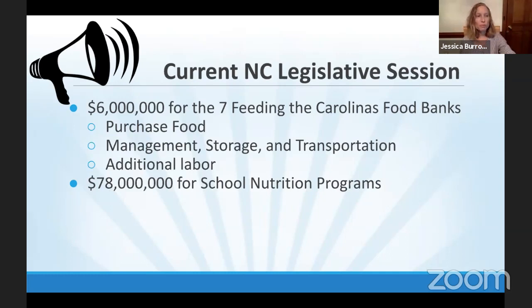And just to point out that the $6 million for the food banks is what they asked for. They got the whole amount, and it's being used to purchase food that was often given to them before by restaurants. But since many of those restaurants have closed, they now need to purchase it. It's being used for management, storage, and transportation, and additional labor since many of their volunteers were elderly and can no longer volunteer. That number is also based on some of the food banks reporting that they saw up to a 70% increase in clients in just 3 weeks in March. So that's how they came up with the 6 million number.